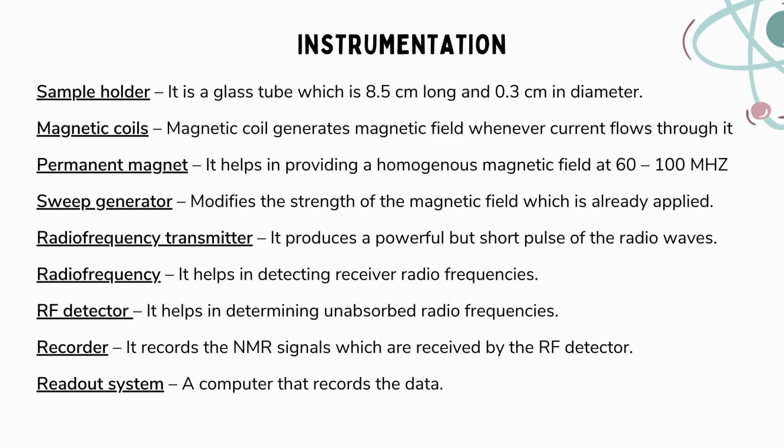RF detector. The RF detector aids in determining the unabsorbed radio frequencies. Recorder. The recorder records the NMR signals received by the RF detector. Readout system. This system is a computer that records the data.